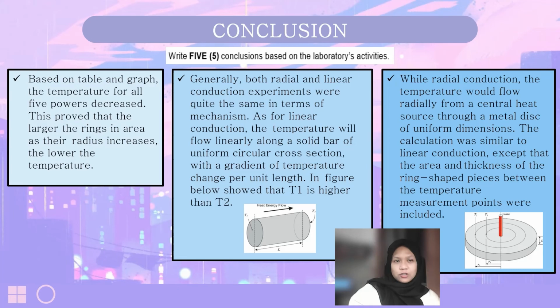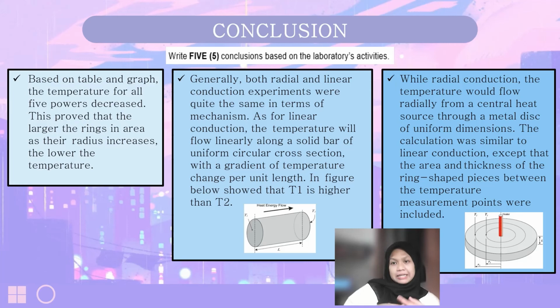Okay, so this is the conclusion for Lab 2 radial heat conduction. Based on the table and the graph, the temperature for all 5 powers is decreasing. So this proves that the larger the ring's area as their radius increases, the lower the temperature. Generally, both radial and linear conduction experiments were quite the same in terms of mechanism. As for linear conduction, the temperature will flow linearly along a solid bar of uniform circular cross-section with a gradient of temperature change per unit length. So it shows in the picture that T1 is higher than T2.